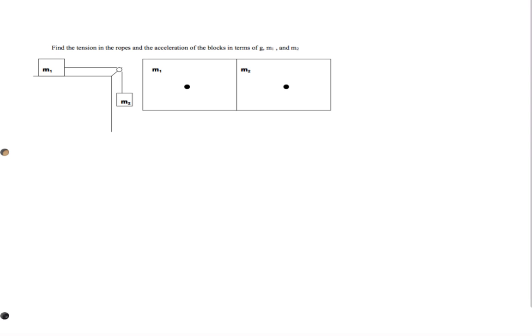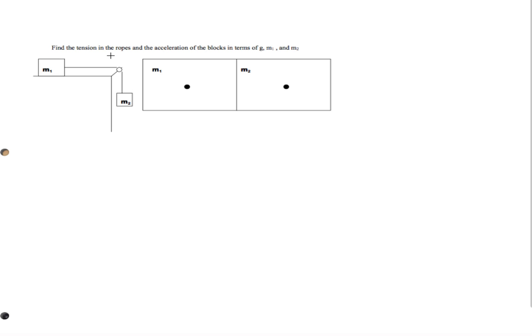Before moving on to the inclined plane problem that I actually want to solve, I want to do a related problem that we're going to be comparing our inclined plane problem to in a second. So I have two masses, M1 and M2, and I want to know the tension of the rope and the acceleration of the blocks as M2 falls.